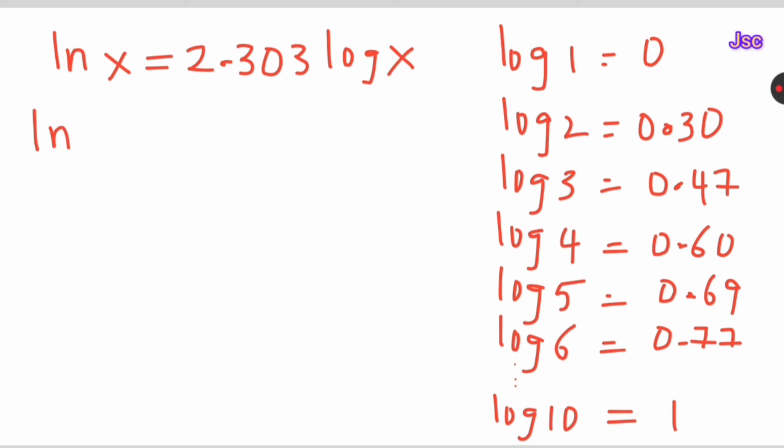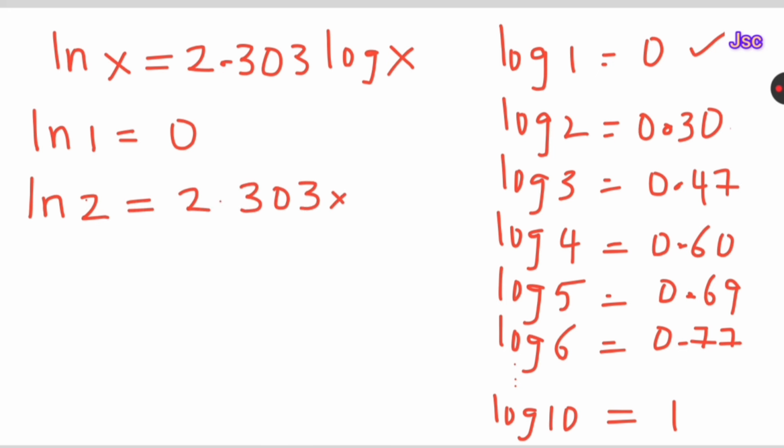Suppose you want to find the ln 1 value, so let's take x as 1. Then ln 1 equals 2.303 times log of 1. The log of 1 value is 0, so ln 1 is 0. Let's take x as 2. So natural log of 2 is equal to 2.303 times log of 2. Log of 2 is 0.30. After doing this multiplication, you will get 0.69. So the natural log of 2 value is 0.69.